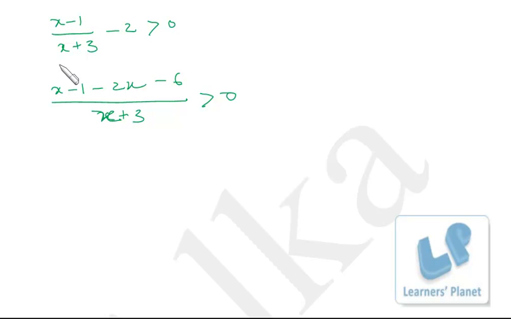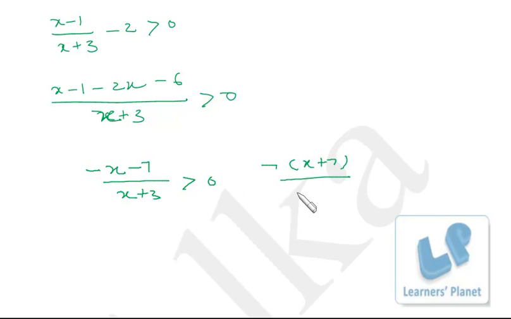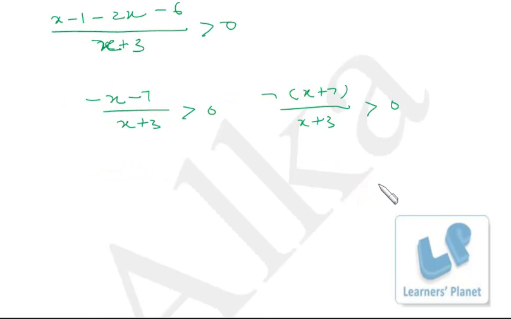Okay, so it is x minus 2x, that is minus x, minus 1 minus 6 is minus 7, upon x plus 3 is greater than 0. I take minus common, then (x plus 7) upon (x plus 3) greater than 0. If I change this sign, the sign of inequality will also be changed, right? So if I put (x plus 7) upon (x plus 3), it will be less than 0. Now you can solve using the wavy curve method, right?